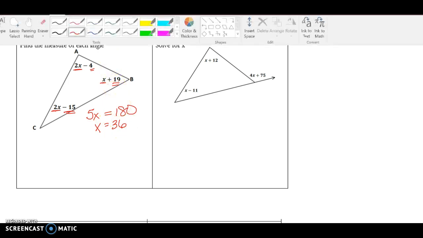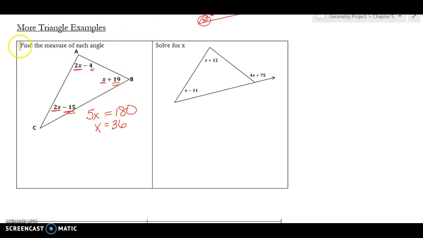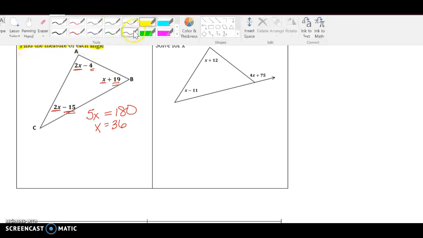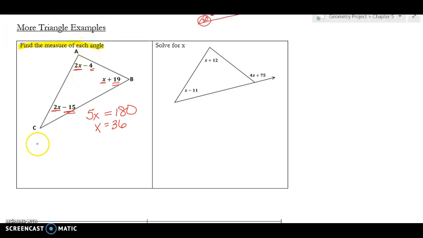Now if you notice, that's not what the question's asking. The question's asking you to find the measure of each angle. So what I have to do now is I'm going to have to plug it in. So the measure of angle A is going to equal 2 times x, which is 36, minus 4. So 2 times 36 minus 4 is 68.